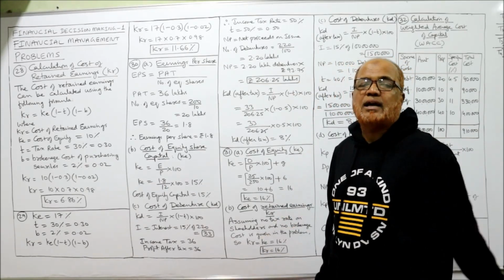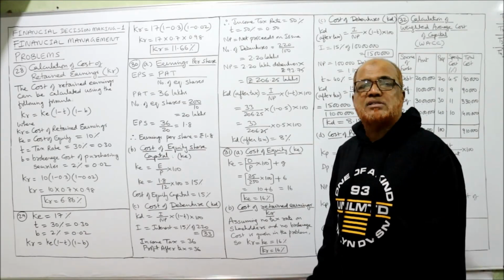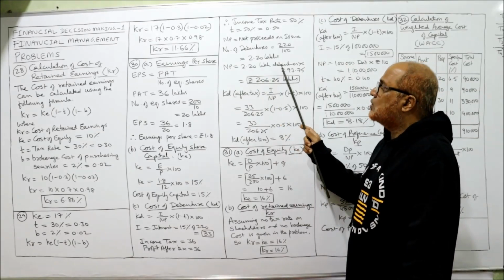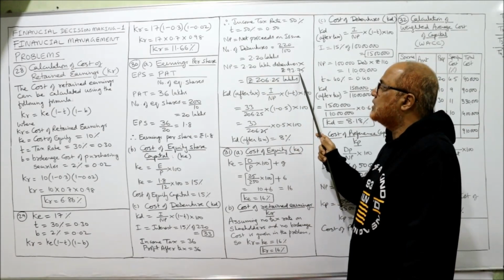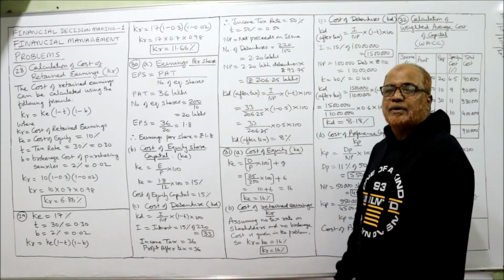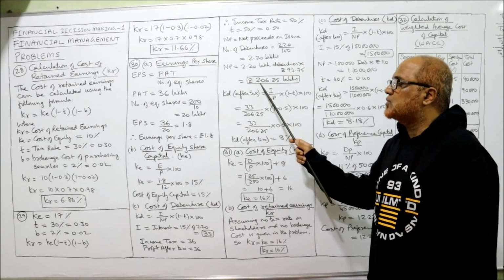93.75 is given in the last line. Each debenture's market price is 93.75. Now multiply the number of debentures, 2.20 lakh debentures, into 93.75. So net proceeds are Rupees 206.25 lakh. This is the net proceeds.